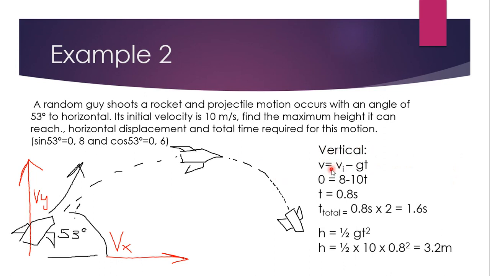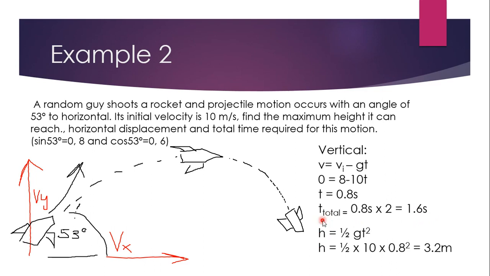So for the vertical, we're using this formula, V equals V initial minus gravity times time. So V, or V final I would say, is 0. So we put 0 here. V initial is 8. Then minus gravity 10 times t, then results as the time is 0.8 seconds. So it's only the half part, so the total time is 1.6 seconds.